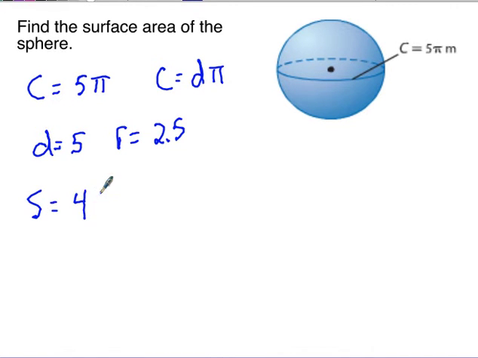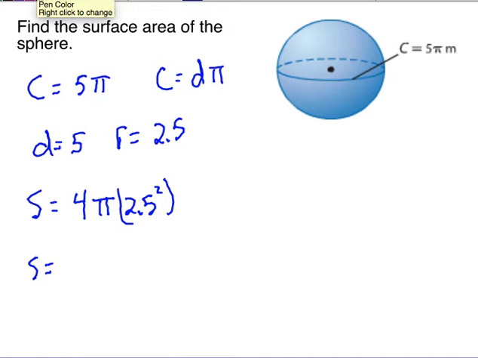Okay, now we can find the surface area of the sphere. Surface area is 4 pi r squared, so 4 times pi times 2.5 squared. Someone with a calculator. 78.5? 78.5 meters squared.